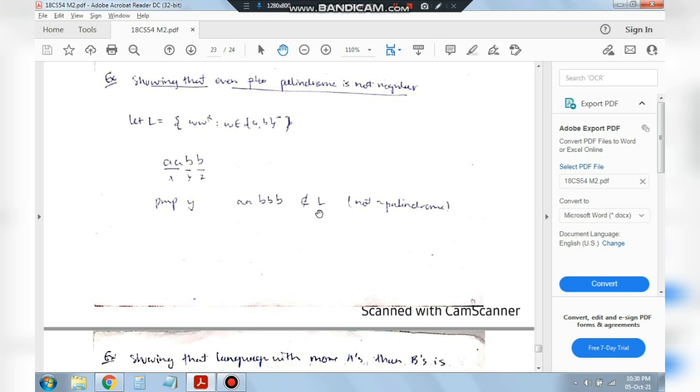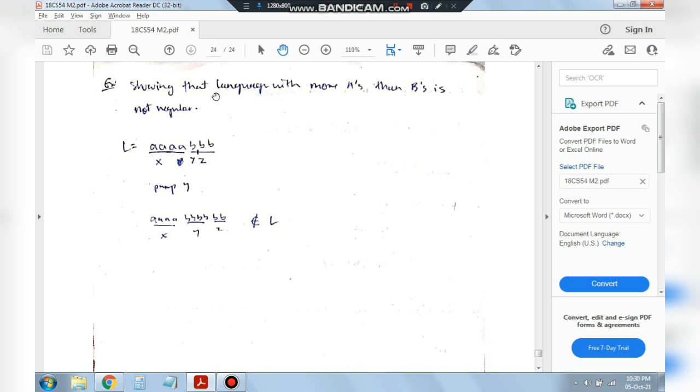Therefore, it's not belonging to L, thereby proving that it's not a palindrome. Here we have to show that a language with more A and B is not regular. If that's the criteria, take Y as B, and increase B more than the times of A. Like for example, A is 4 times here, make B as 4 times here, and then 2 is from here by default.